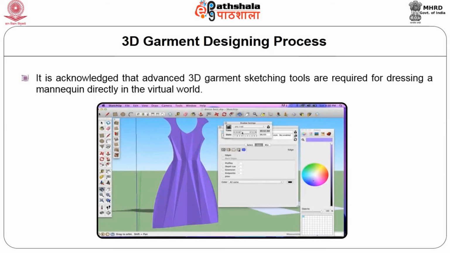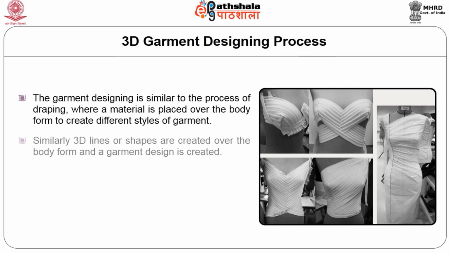Designs are created by drawing the outline of the garment directly on a 3D model. Here, the model acts as a mannequin or a human body, and the garment designing is similar to the process of draping, where the material is placed over the body form to create different styles of fabric.